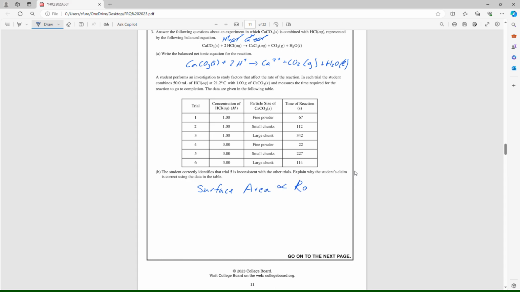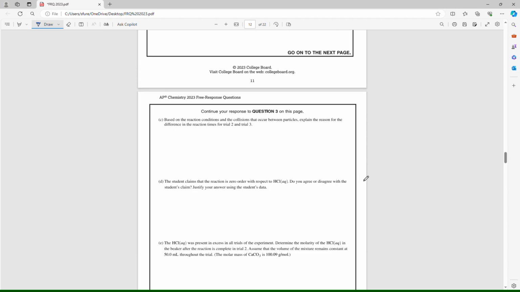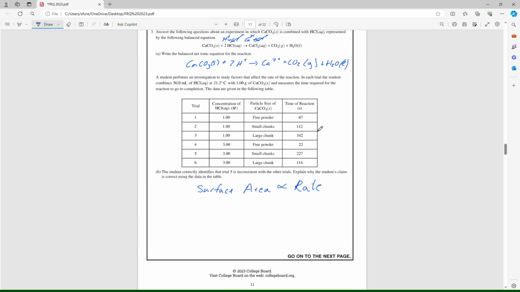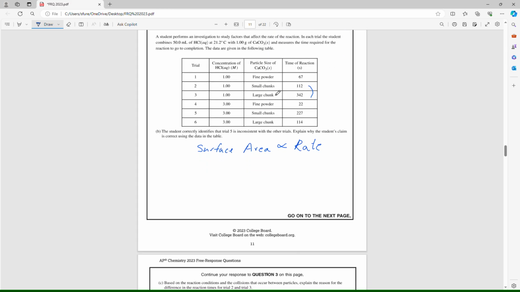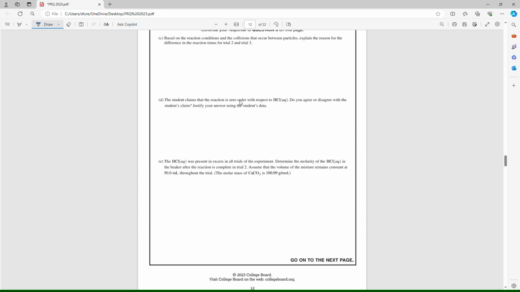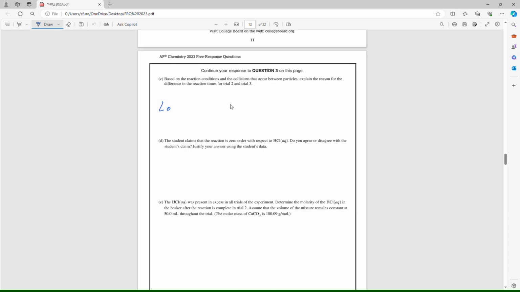All right, part C. Based on the reaction conditions and the collisions that occur between particles, explain the reason for the difference in the reaction times between trial 2 and 3. Between trial 2 and 3, we go from small chunks to large chunks, and you can see the time of reaction increases, so the rate decreases. Because there's a smaller surface area in the large chunks compared to the small chunks, you have less room for collisions to occur, so the rate of the reaction decreases. So lower surface area decreases rate of reaction. We could say lower surface area decreases rate.